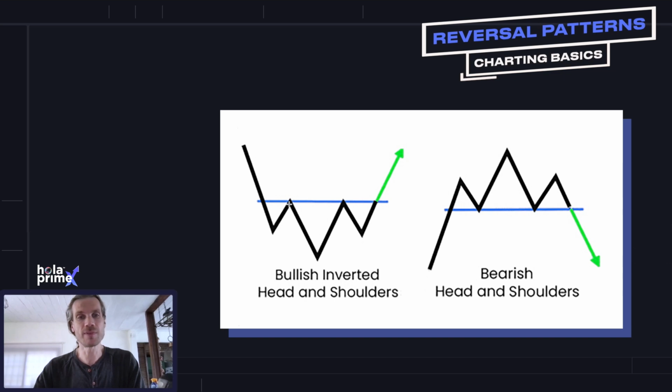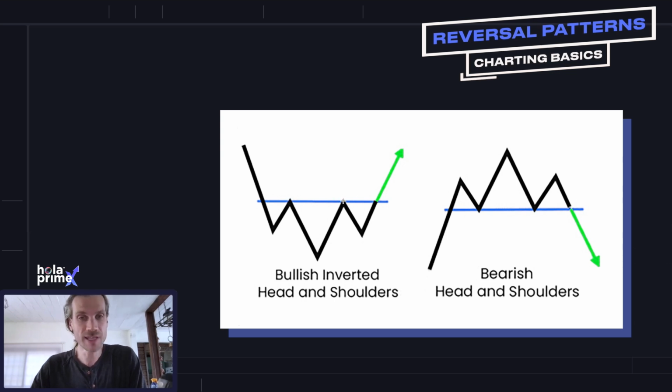Next, we have the formation of the head. So sellers take control again, push the price action down to another low, a lower low. However, some traders now see this extreme low as an opportunity to enter the market, and the sentiment shifts from extremely pessimistic to cautiously optimistic. This leads then to buyers jumping in, thinking this is a great opportunity to buy because the price is very low, and then they create this rally which brings the price action back to the high of the left shoulder.